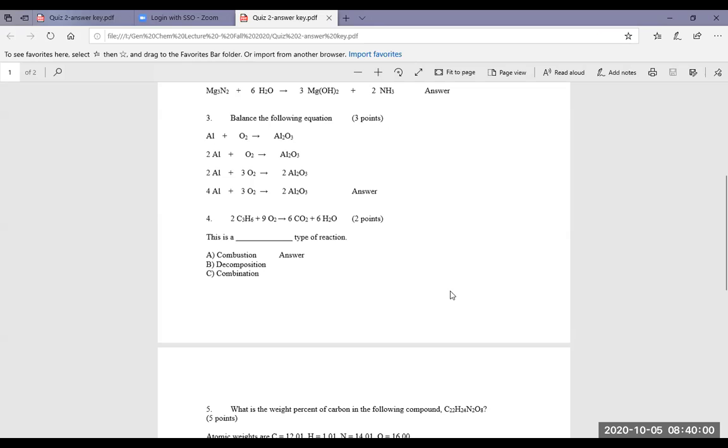Any other questions on the balancing equations? Okay, so you'll see this on the test. I think you all can figure that out. So the next question was just, what type of reaction is this? Is this a combustion, decomposition, or combination? The key there is whenever you see O2, that's a combustion reaction.